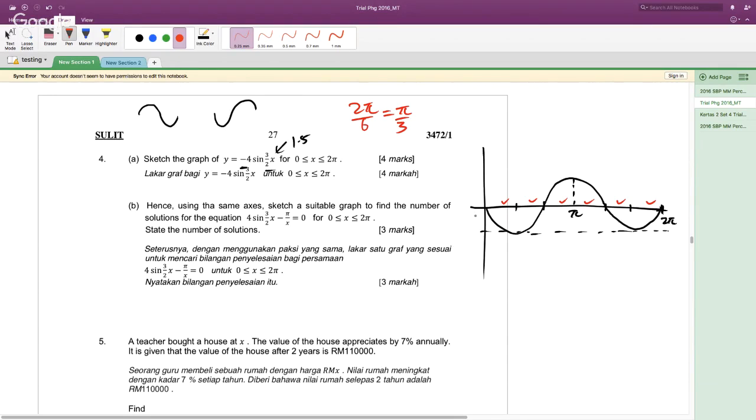The first one is 0, then pi over 3, then 2 pi over 3, then 3 pi over 3, then 4 pi over 3, then 5 pi over 3. The last one should be 6 pi over 3, which is 2 pi.